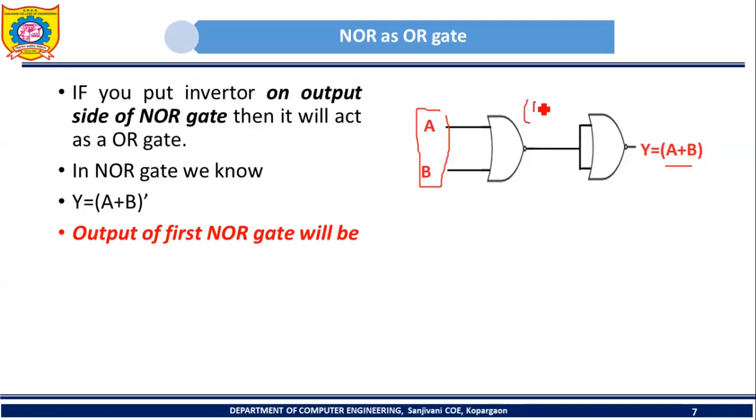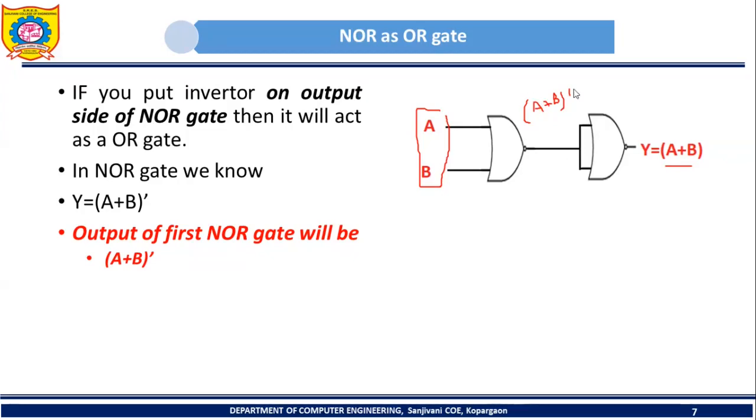Yes, it will be A, right? Then OR B and whole bracket prime. So this will be the output of the first NOR gate, right? Now the output of this first NOR gate is given as input to the second NOR gate. But for the second NOR gate, we connected both inputs together. So this is acting as an inverter.